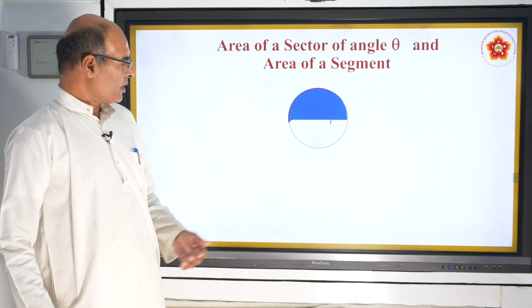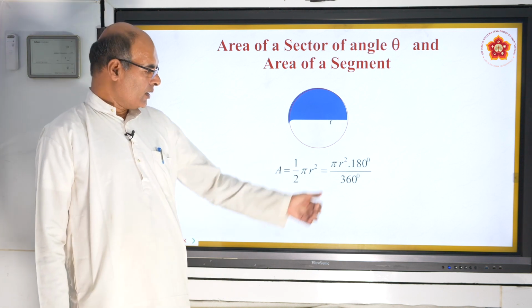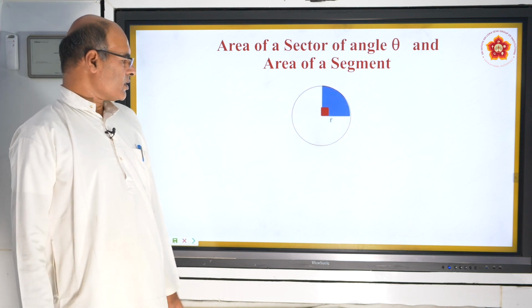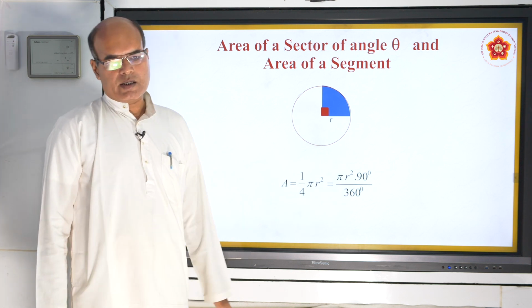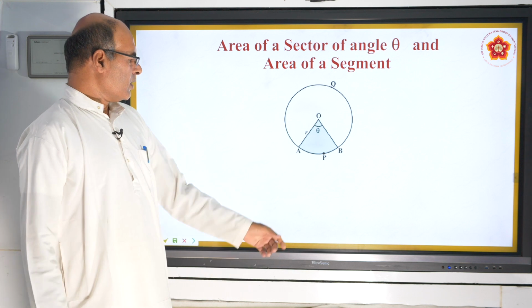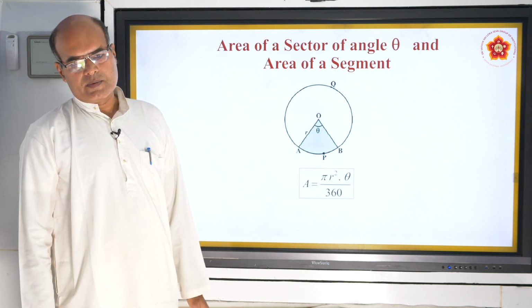Once again I will explain. The area of a semicircle is half of pi r square, half of the area of the circle. This is pi r square into 180 by 360. The area of a quadrant is 1/4 of the area of the circle. 1/4 is given by 90 by 360. Similarly, the area of any sector with angle theta is pi r square into theta divided by 360.